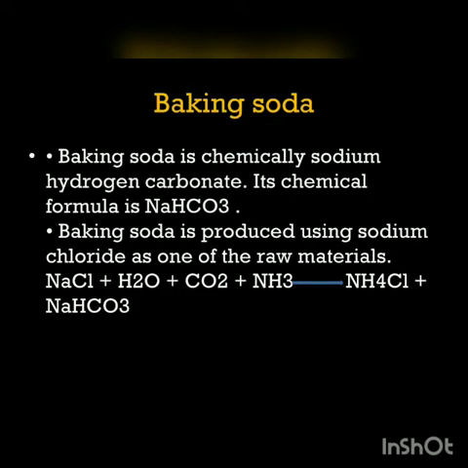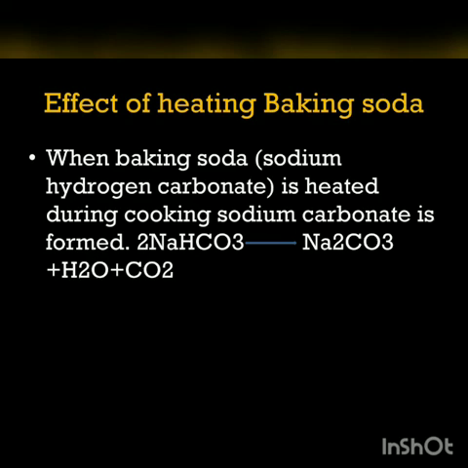Baking soda. The chemical name of baking soda is sodium hydrogen carbonate and its formula is NaHCO3. Baking soda is produced using sodium chloride as one of the raw material. Effect on heating baking soda. When baking soda is heated during cooking, sodium carbonate is formed.